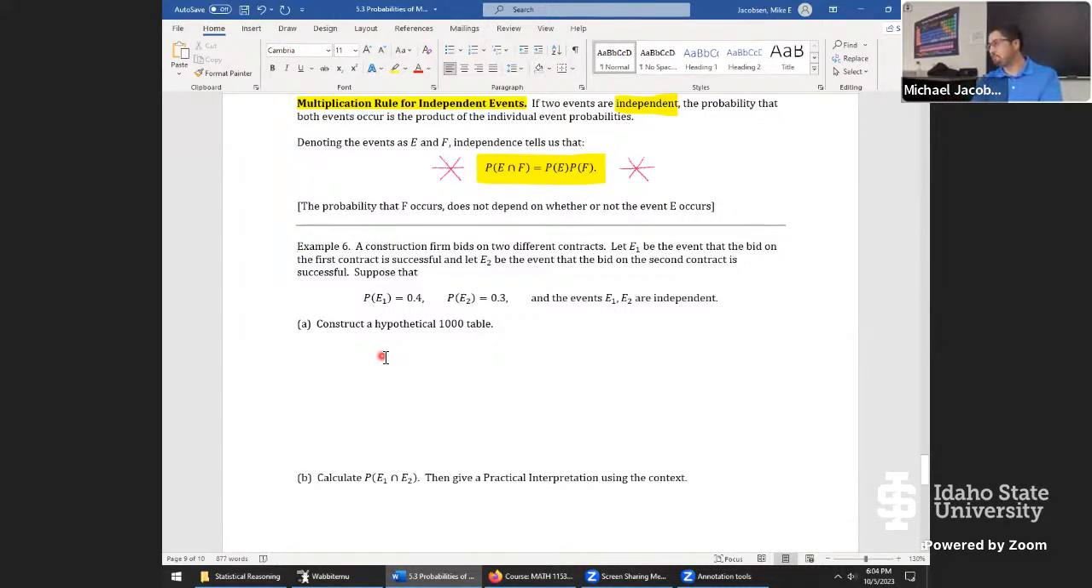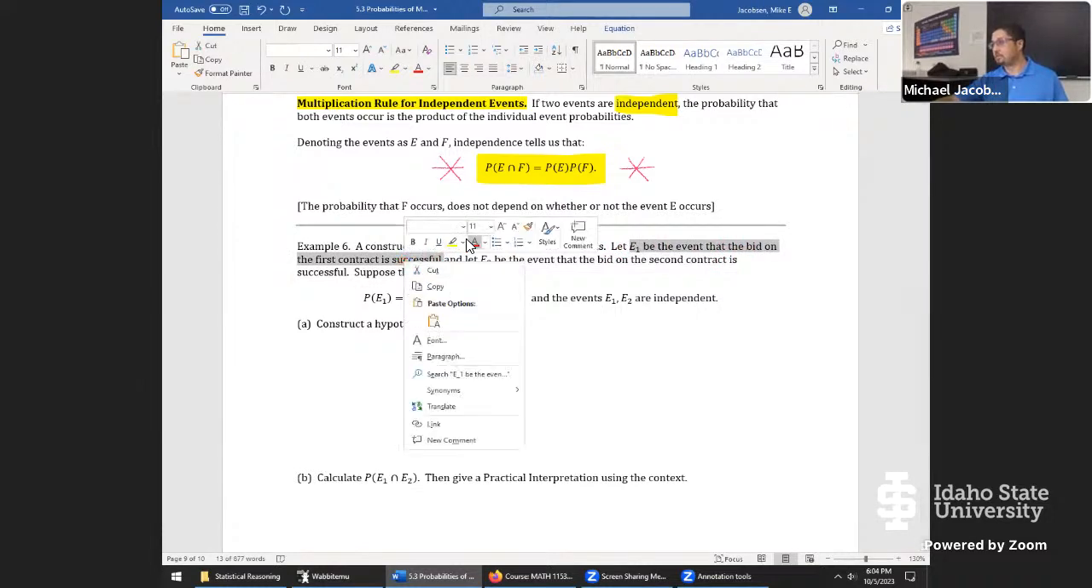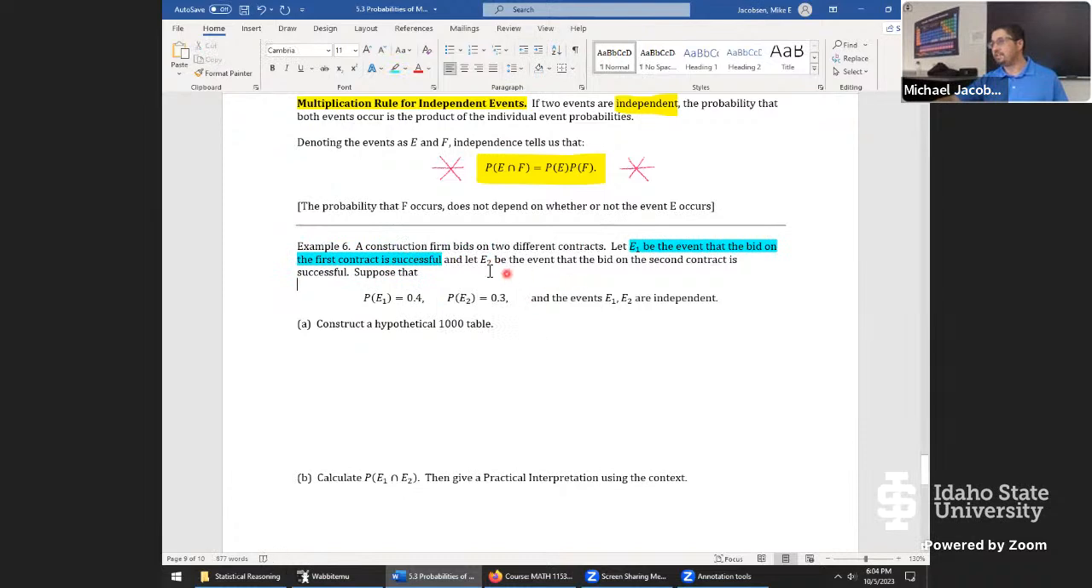The context here is really kind of minimal. This one looks like it was not a real world problem, but that's okay. It says a construction firm bids on 2 different contracts. We're going to call the first contract E1 and the second contract E2. Then we have events. We'll say E1 is the event that the bid on the first contract is successful. So let's color code that one. I'll go with blue here. E2 will be the event that the bid on the second contract is successful.